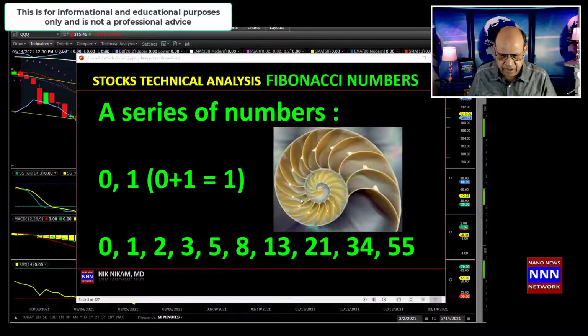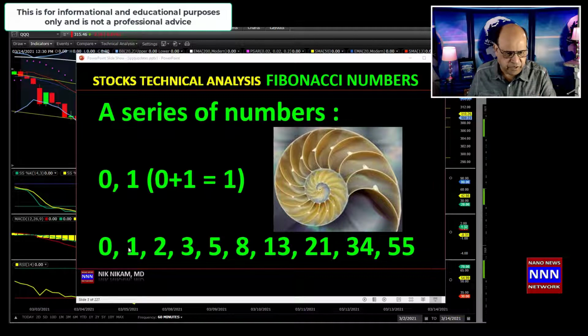Here's an example of a curve. When you go from the innermost circle, which is the starting one, maybe 1 and 1, then this could be 3, and as you come to the outside, 5 and 8 and 13 and so on. So based on this, we get numbers.